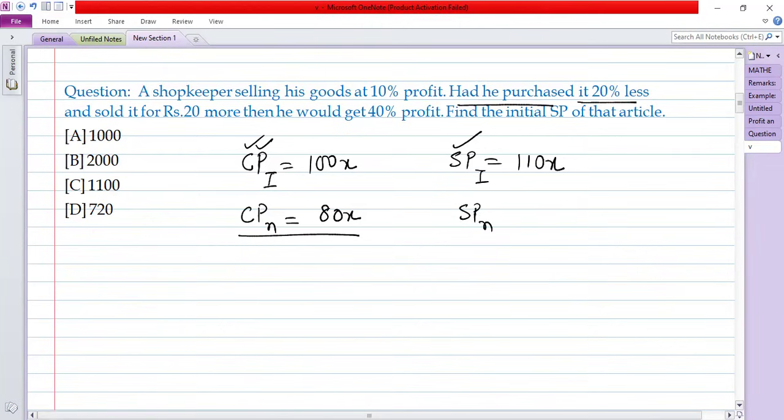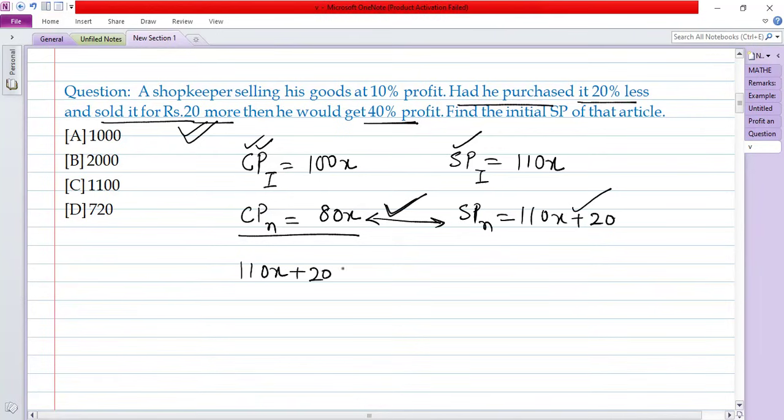And what is the new selling price? The new selling price will be 110x plus 20, had he sold it for rupees 20 more. More means plus 20. Then what is this difference? This difference is the new profit amount. And this will be 40%, meaning this 110x plus 20 minus 80x will be 40%. And this will be 40% of what? Obviously 40% of 80x.